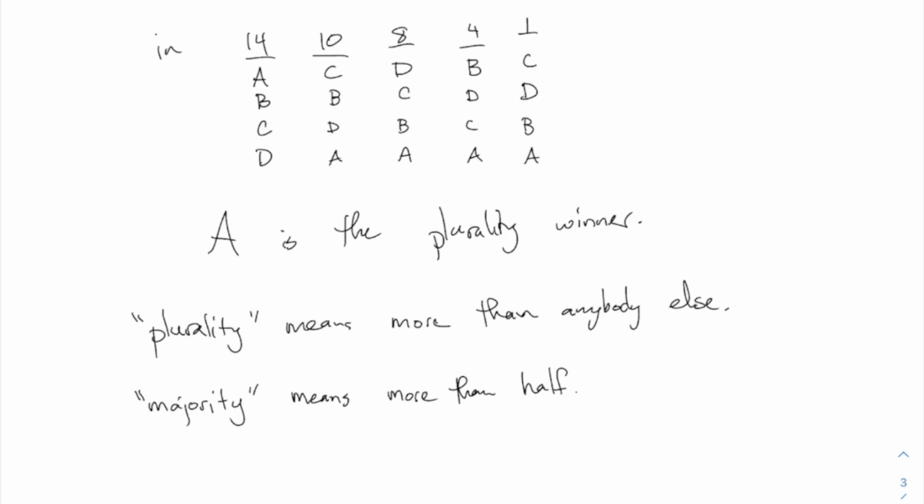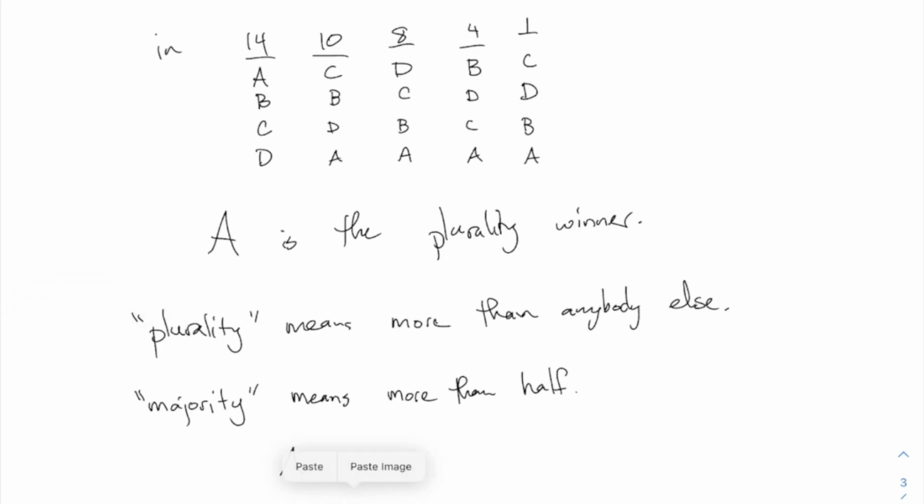In this example, there were 37 people, and so to get a majority means more than half of the people. I wasn't prepared to do this math. There were 37? You would need 19 people to make a majority in that case, and you only have 14 for A here. So majority means more than half.